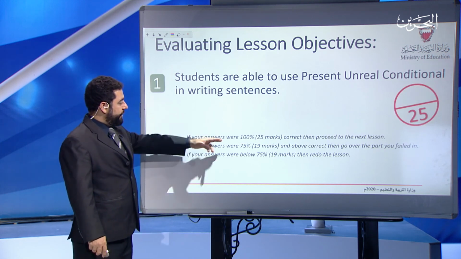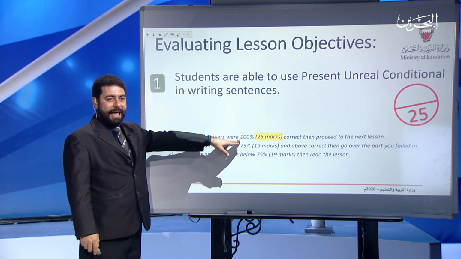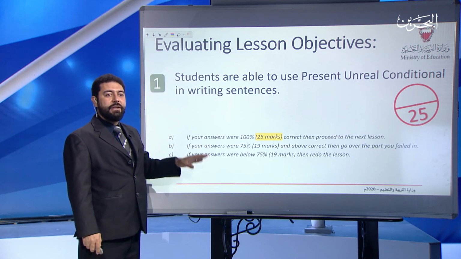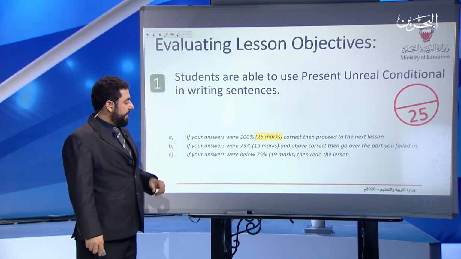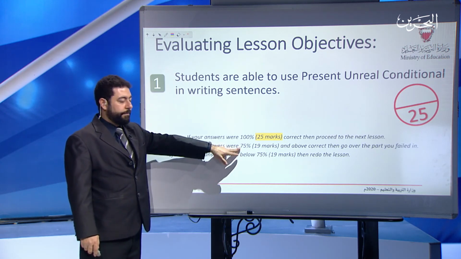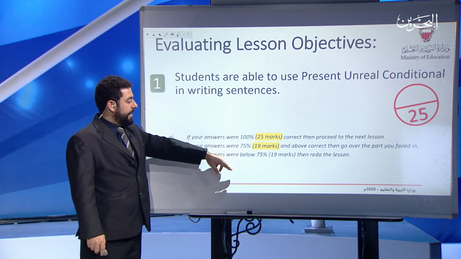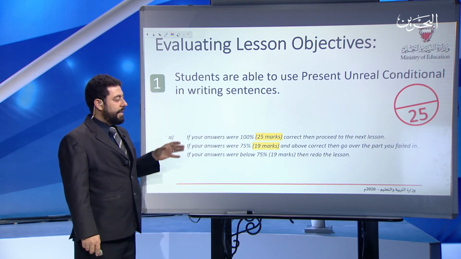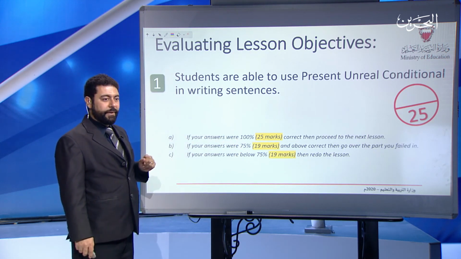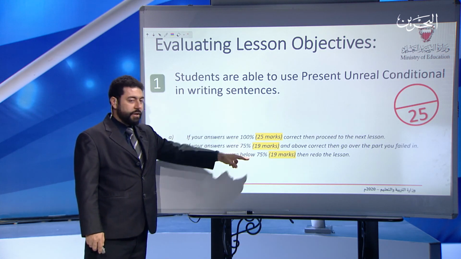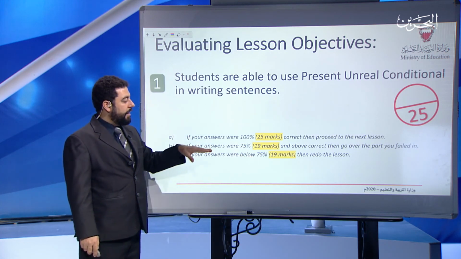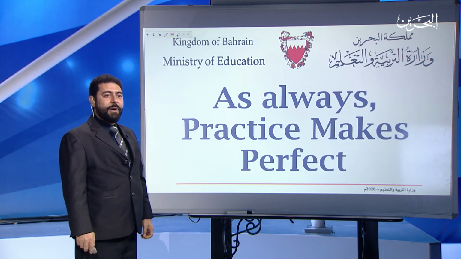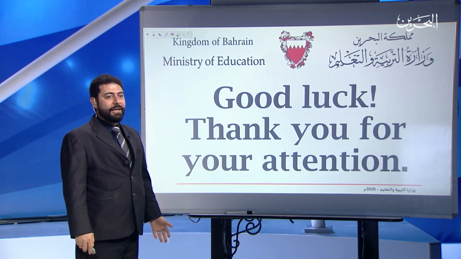If you have finished with 100% correct answers, that means 25 marks exactly, then you can proceed to the next lesson. If you have 75% or above, that means 19 marks and above, you can go over the part that you failed in and redo it. If you have 75% or lower, that means 19 marks or below, then redo the whole lesson. As always, practice makes perfect. Good luck and thank you for your attention.